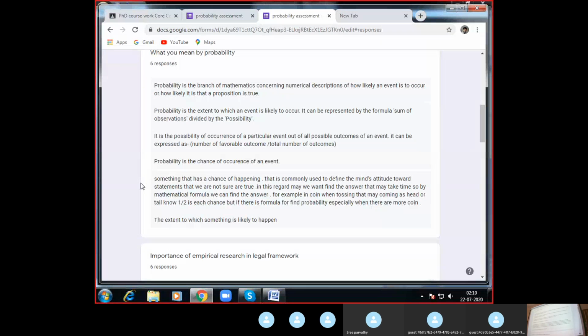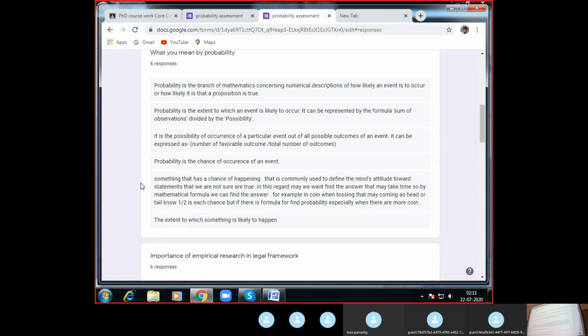That is commonly used to define mind's attitude towards statements that we are not sure are true. In this regard, maybe one can find the answer. Whose answer is this one? This seems to be very good. This answer has more sense, I suppose, compared to all other answers.